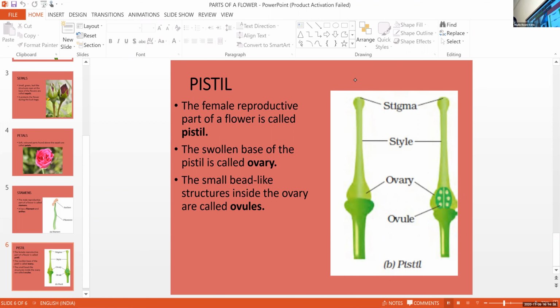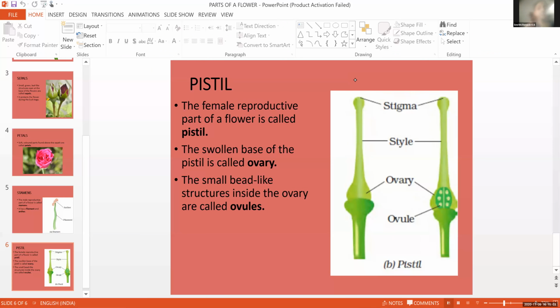So when you consider an apple, the pulpy part of the fruit is there, and inside you have small seeds. Yes or no? Yes, ma'am. So the pulpy part is formed from the ovary, and the small seeds are formed from the ovule. Understood? Yes, ma'am.